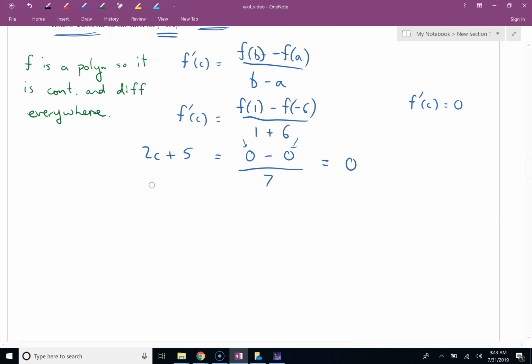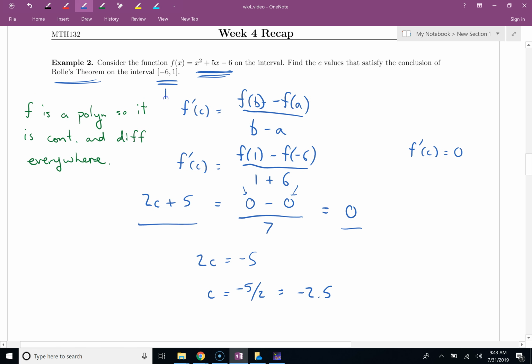We have now our setup. Again, our setup says 2c plus 5 should equal 0. What c value makes this true? Let's rearrange here, and I'm going to get 2c is equal to -5. So therefore, c is equal to -5/2, which is the same thing as -2.5. So c equals -2.5. Double check that this is inside of our interval from -6 to 1, and it absolutely is. So this right here is my final result. This is the c value. There only turns out to be 1 in this case, but this is the c value that satisfies the conclusion for Rolle's theorem.